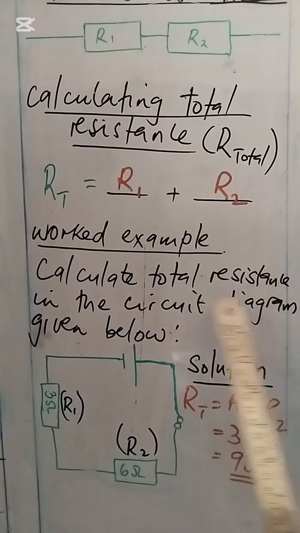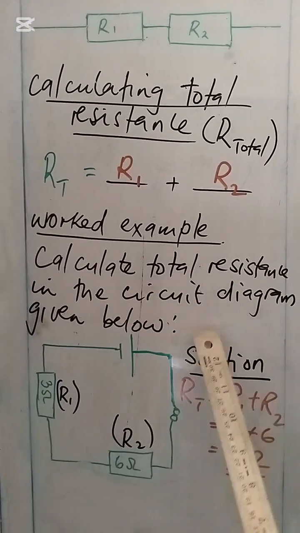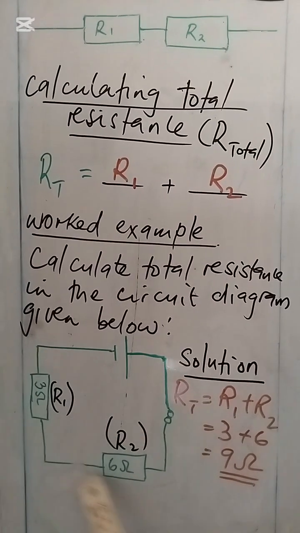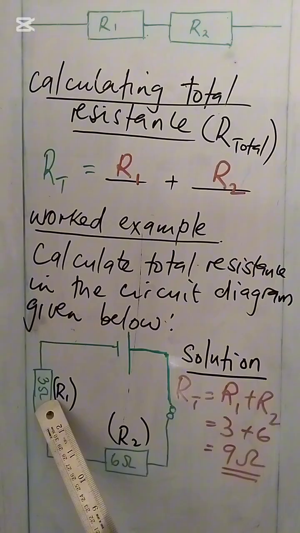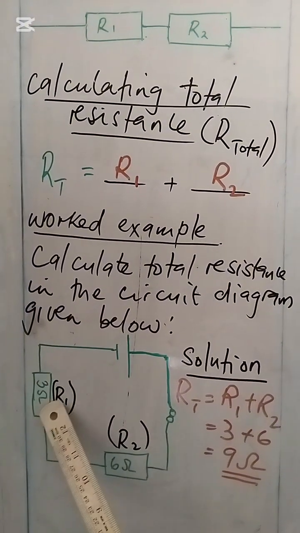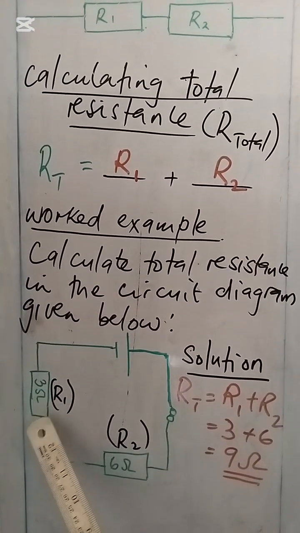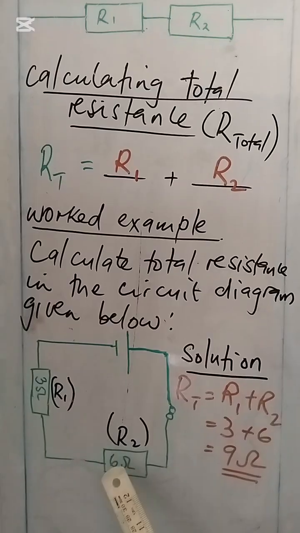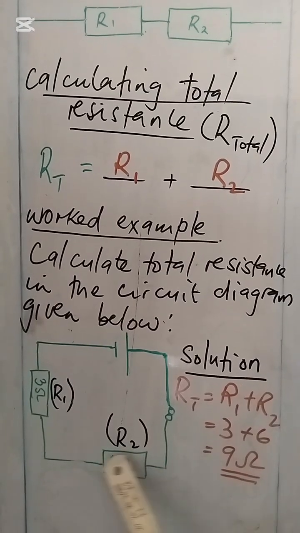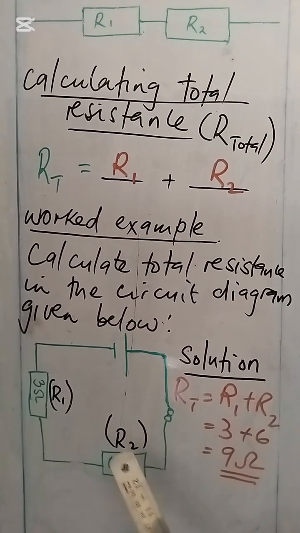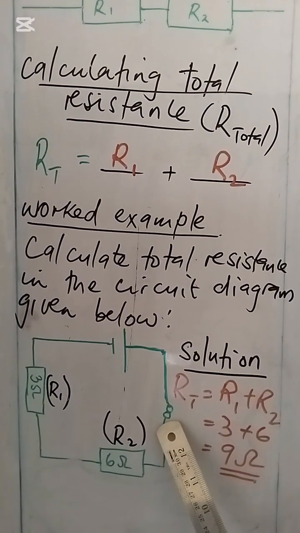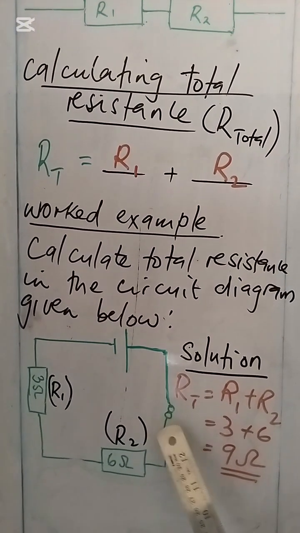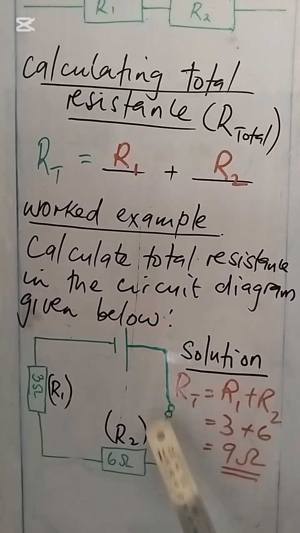Calculate total resistance in the circuit diagram given below. This is the circuit diagram. Don't forget that this is a cell. Don't also forget that this is a resistor, R1. Then this one is another resistor in series which we have labeled as R2. And look at the closed switch. Switches are connected to the positive terminal.